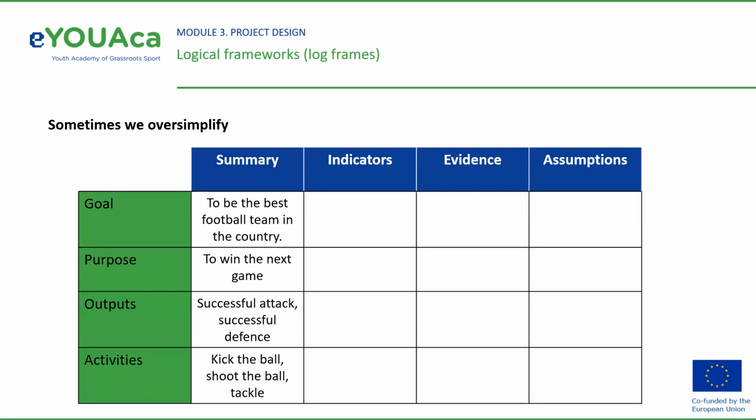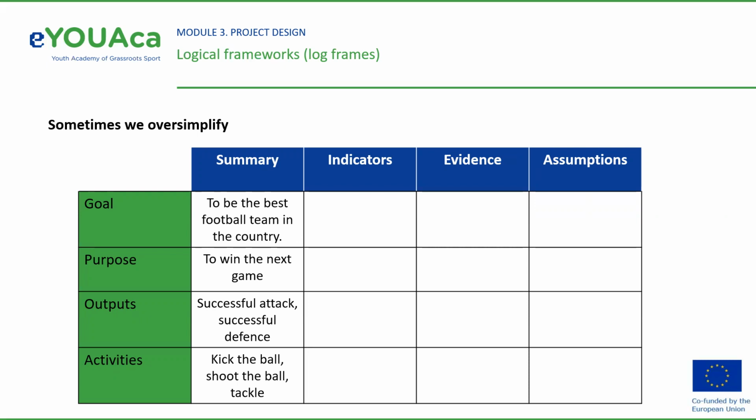The if-then test is very important because often we oversimplify these links. For example, imagine being part of a football team. The following objectives have been identified. Goal: to be the best football team in the country. Purpose: to win the next game. Output: successful attack, successful defense. Activities: kick the ball, shoot the ball, tackle.